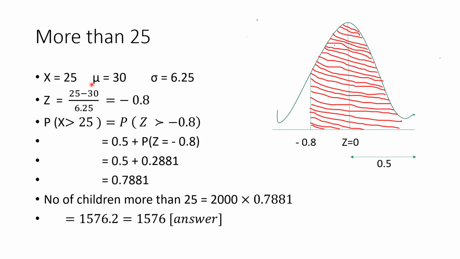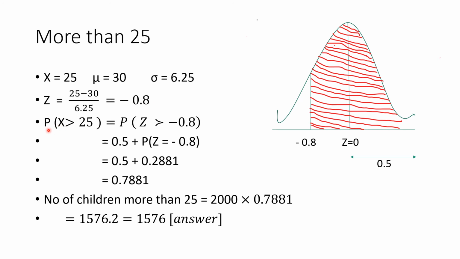Now the second part is more than 25. How many children will be getting more than 25? In this case, x given is 25, mu is 30, standard deviation is 6.25. First of all, calculate the value of z. Z is equal to 25 minus 30 upon 6.25. Using the same formula, the answer is minus 0.8.